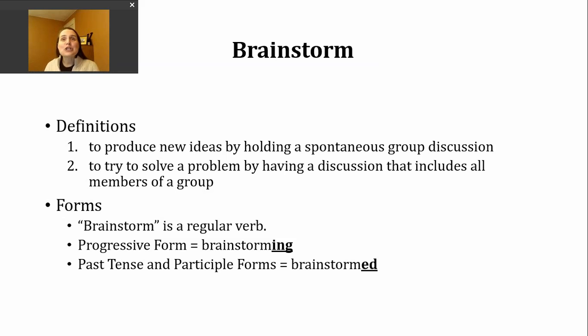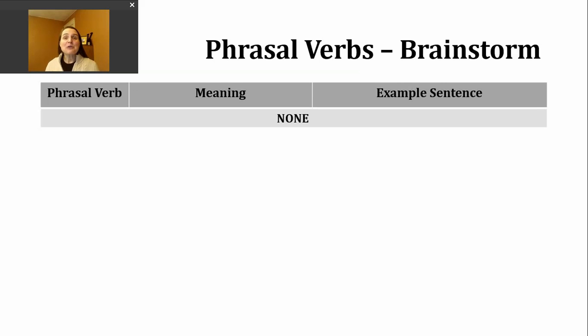Okay? You should know that brainstorm is a regular verb. So if we want to make the progressive tense, all we're going to do is add ing to form brainstorming. The past tense and participle forms of this verb are made by adding ed. The verb brainstorm ends in this voiced M sound. So our ed is going to make a D sound. Brainstormed, brainstormed.